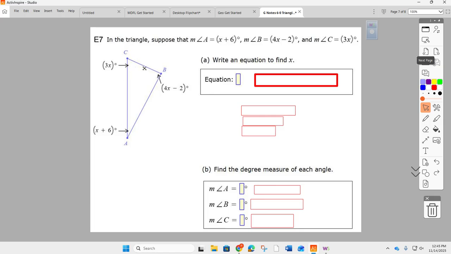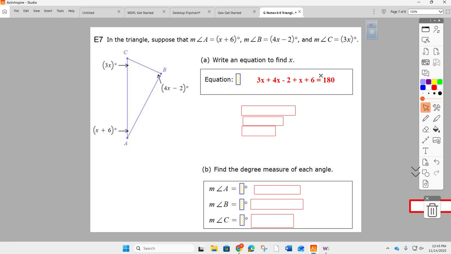Angle C plus angle B plus angle A equals 180, right? I did not put grouping symbols here. You don't need grouping symbols. I purposely did it both ways. They mean the same thing. So A says write the equation. B says find the measure of each angle. In order for us to complete part B, we have to solve for x. So that's what we're going to do.